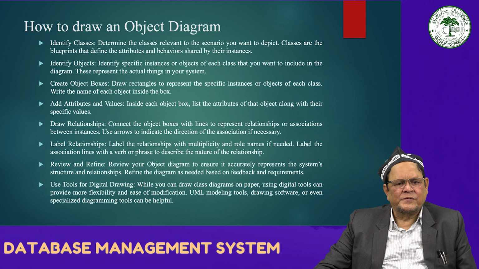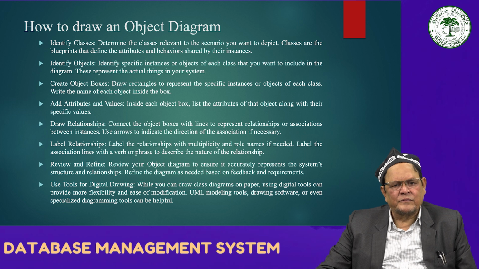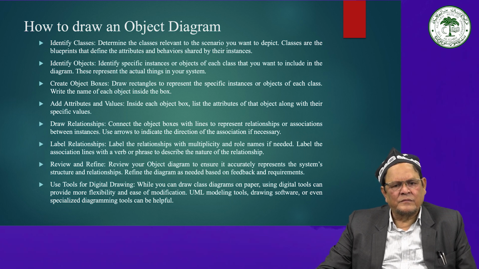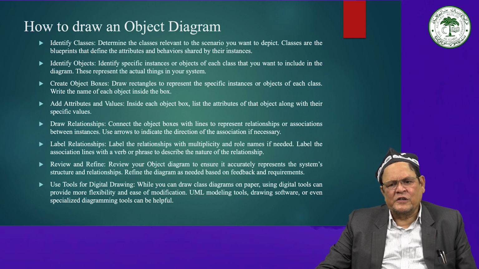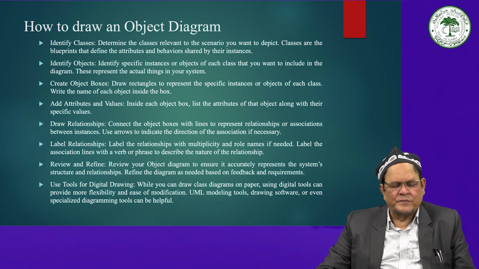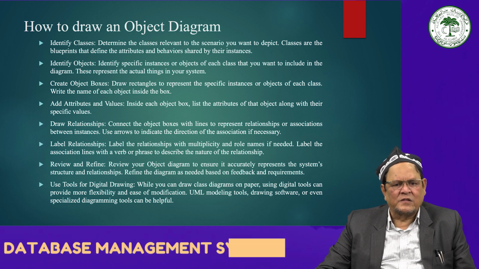Identify objects. Identify specific instances or objects of each class that you want to include in the diagram. Create object boxes. Draw a rectangle to represent the specific instances or objects of each class. Write the name of each object inside the box.